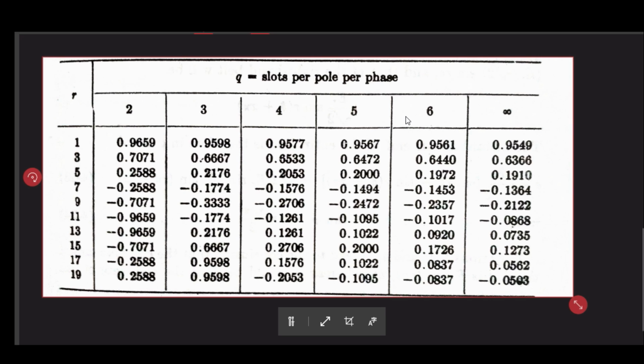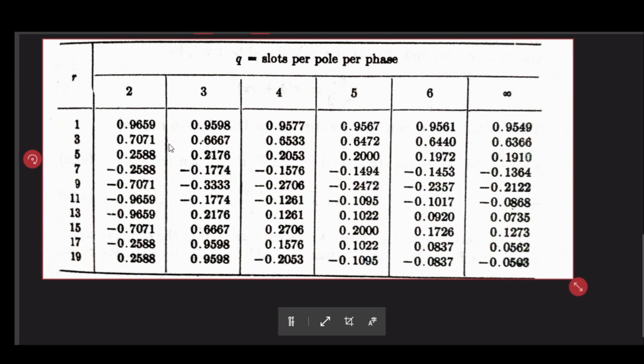So sometimes you can see that for certain harmonics we are getting a negative sign. What is the interpretation of that negative sign? If you select q equal to 2, then the 7th, 9th, 11th will have a 180-degree phase shift, meaning the induced EMF will be in negative phase with respect to your fundamental, right? If you are not getting it, let me do it for you, for the 7th harmonic, q equal to 2.